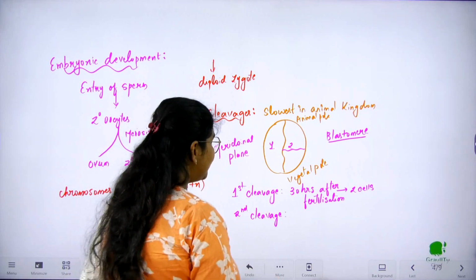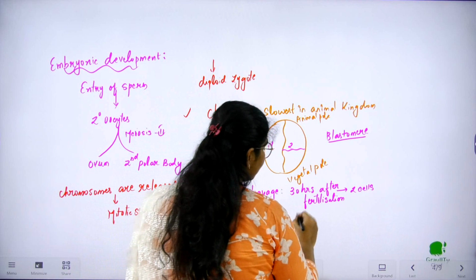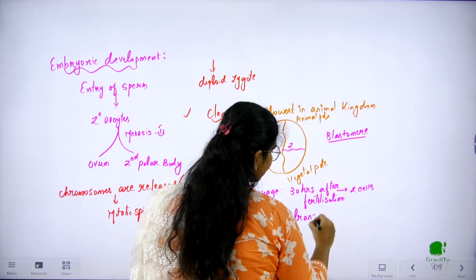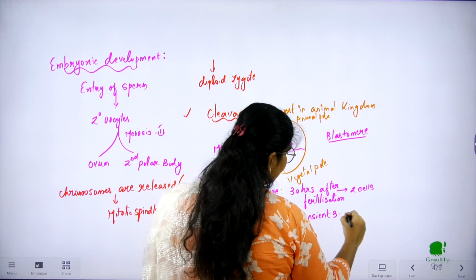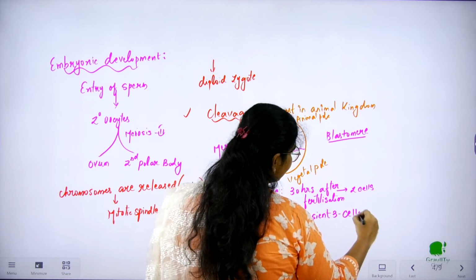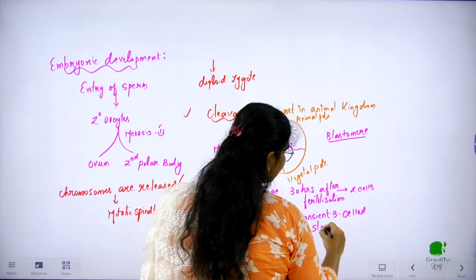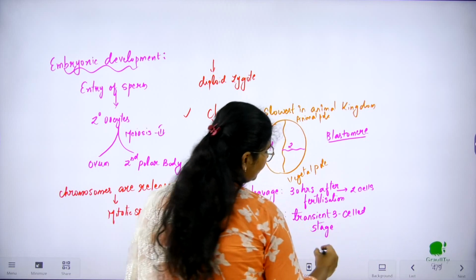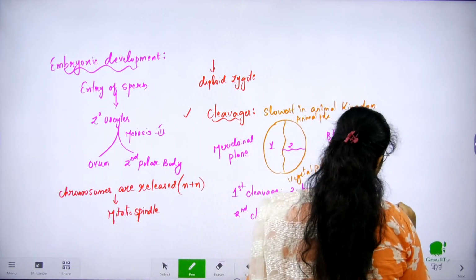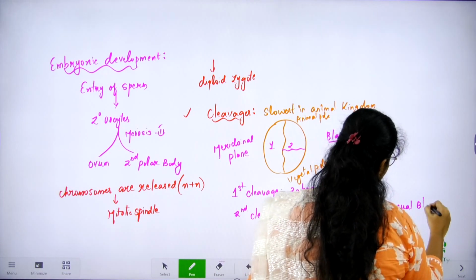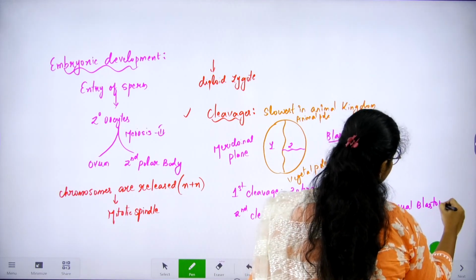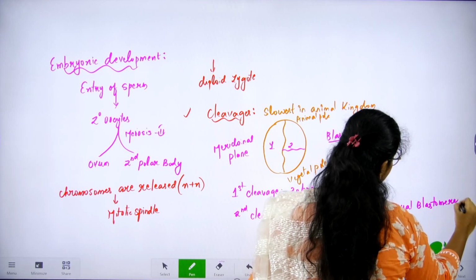And if you take the second cleavage now, it is resulting in a transient 3-celled stage. Can you see that? Transient means temporary. This is resulting in a transient 3-celled stage. So this is an unequal division. Unequal blastomeres. Understood now? Only the first cleavage is a holoblastic cleavage.